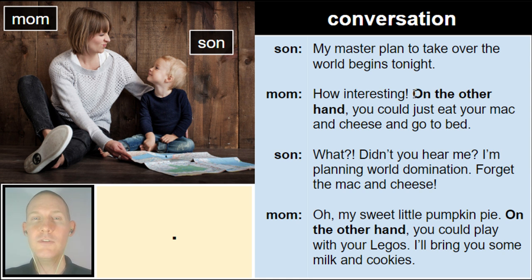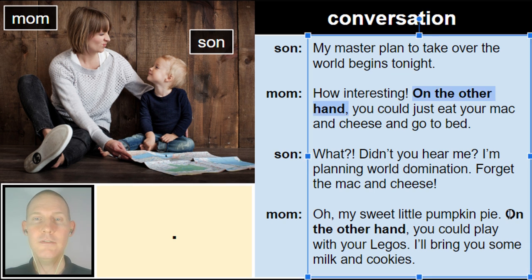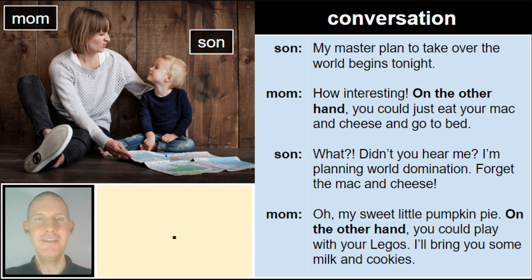Okay. So we use the idiom 2 times in this conversation. On the other hand, and on the other hand. This conversation is a little crazy. Now the son, he has maybe some evil plans, and the mom is just like, "Oh, my cute little boy, my cute little boy, my sweet pumpkin pie."